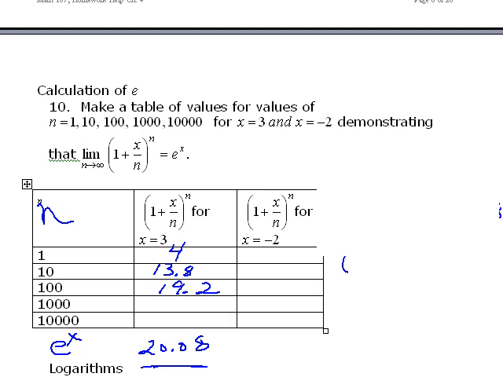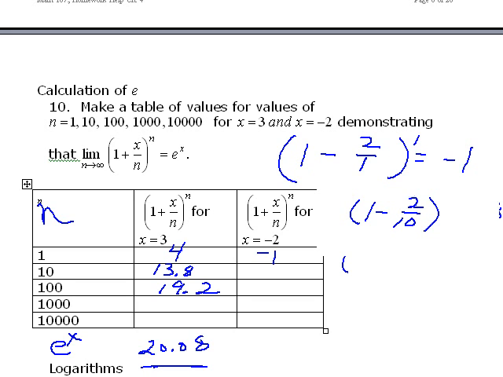Okay, so for the first case, for n equal 1, I have 1, well, it's minus 2 over 1, raised to the first power. Well, that becomes a negative 1 raised to the first power, which is minus 1. This starts off negative. It seems pretty hopeless. So then you try the next one, which is 1 minus 2 over 10 raised to the 10th power.